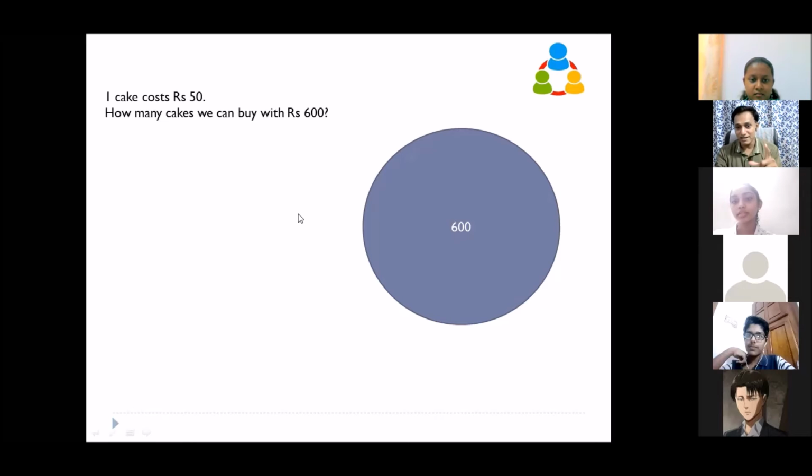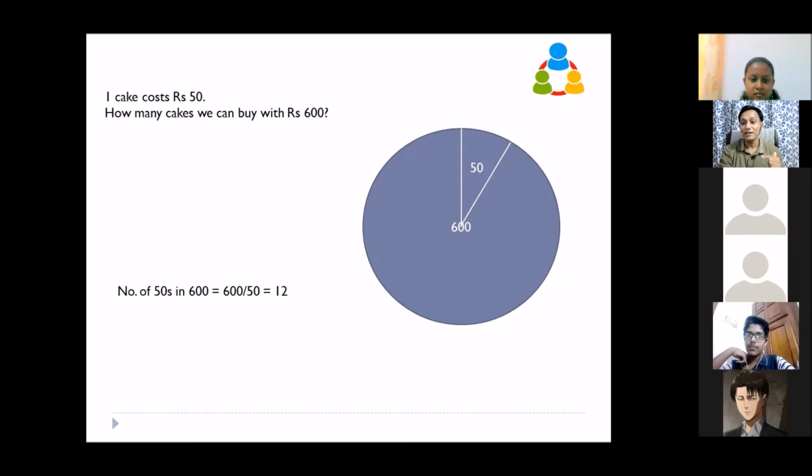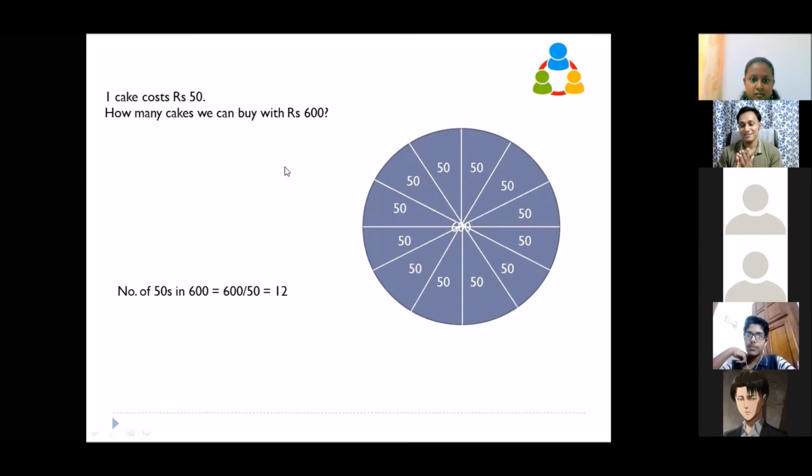Okay, so what Ritesh said is the crux of it. You are dividing 600 by 50 and seeing how many 50s are there in the 600. That is what actually you are doing in your mind, which is what we call division. In 600, how many 50s are there? The previous problem was a slight reverse of this. You understand? You get that, right? Okay.